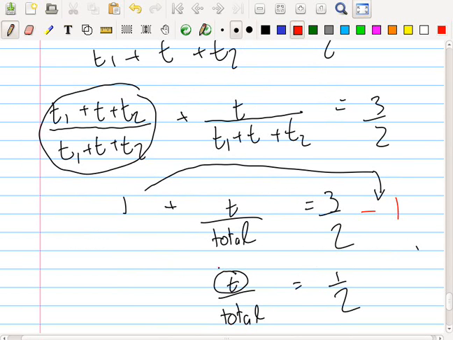3/2 minus 1 is a half. Okay. So the one is from this one. Yes, that's why I have a big arrow here. It came over to this side. So cancel. Done.